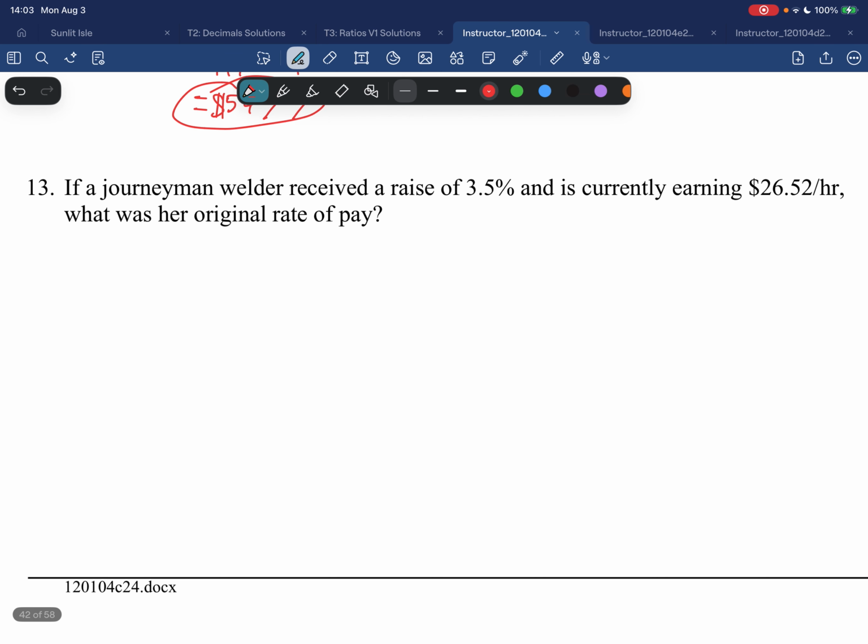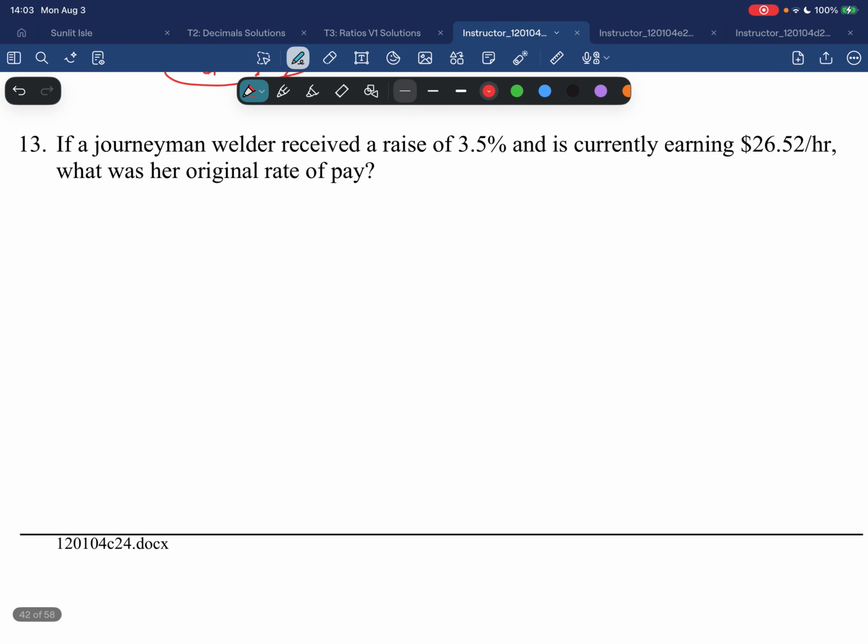Great. Lastly, question 13 here. If a journeyman welder received a raise of 3.5% and is currently earning $26.52 an hour, what is her original rate of pay? Okay. Worded a little bit weirdly from my brain. I don't know if that's just me. But when I first read this over just now, I assumed 26.52 was before the raise, but it looks like that is after the raise. So 26.52 is after the raise pay. We're looking for the original rate of pay before the raise.